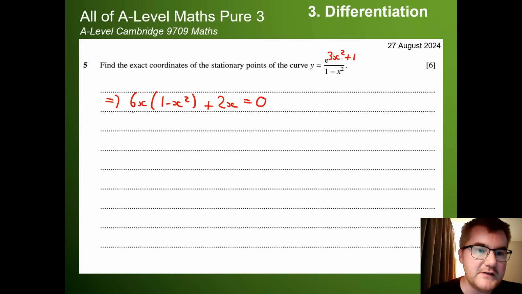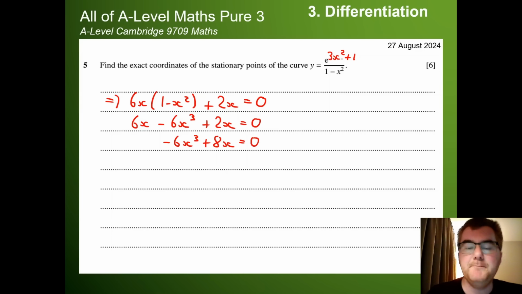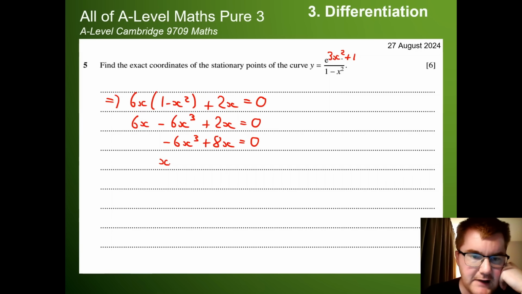So if we solve this, we have 6x minus 6x cubed. Let's double check what we're doing here, is equal to 0. That gives us then minus 6x cubed plus 8x is 0. So we can take out a couple of factors here. We can take out an x and we can take out a 2. That then gives us minus 3x squared plus 4 is equal to 0. You can double check all the algebra here.